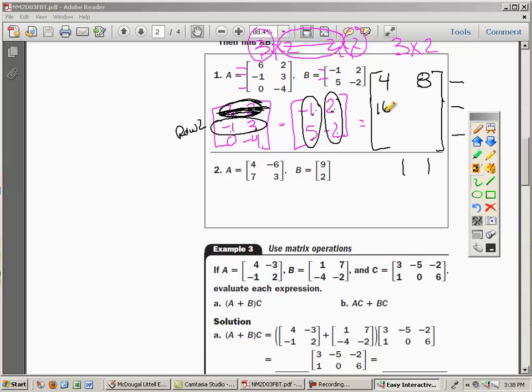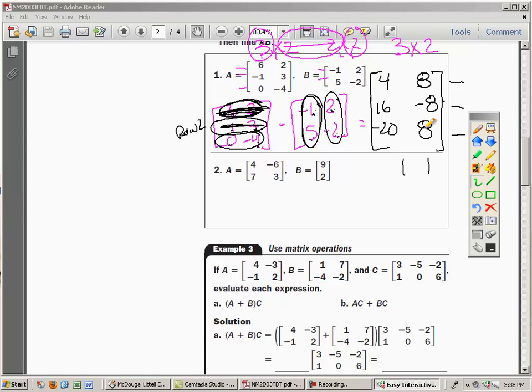Now we've got that done. We're going to go -1 by 2. 3 times -2, so that's -2, -6, that becomes -8. And then we're done with this row. Now we're going to do row 3. Row 3 times column 1 becomes 0 times -1, -4 times 5, which is -20. And finally, 0 times 2 is 0, -4 times -2 is +8. And so our matrix is 4, 8, 16, -8, -20, and +8.